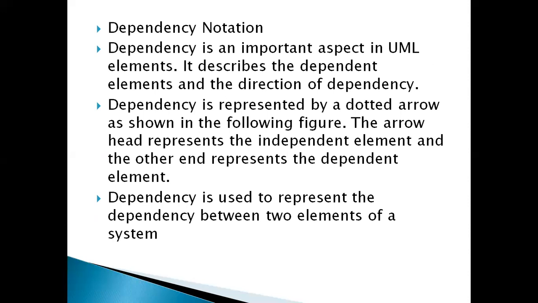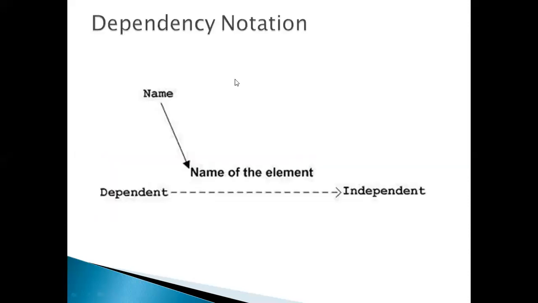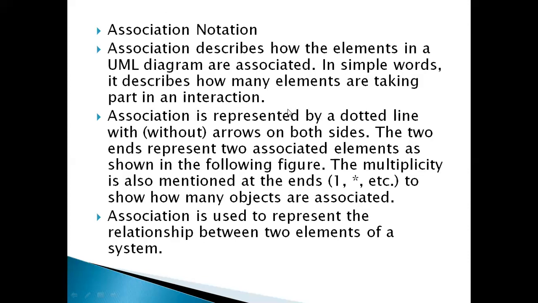Dependency is used to represent the dependency between two elements of a system. See here, this is the arrow head which will represent independent, then the other end represents dependent. Here is the name of the element. This is the dependency notation symbol.